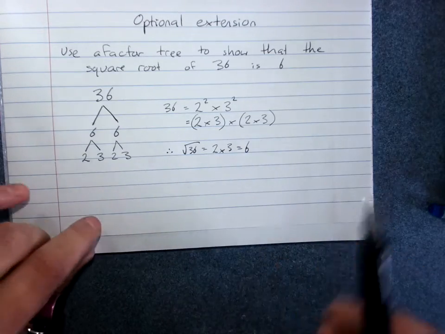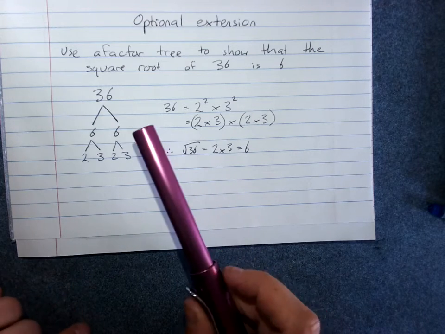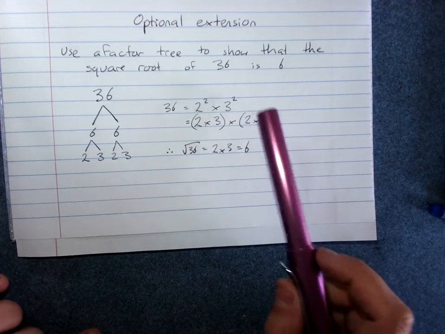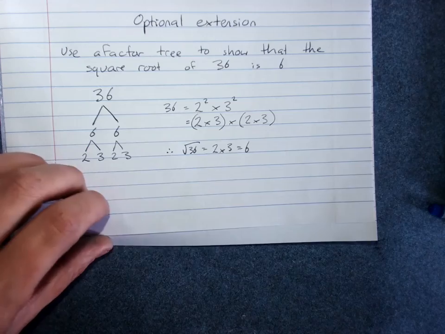Therefore, the square root of 36 is 2 times 3, which is 6. It's a pretty easy little example. You can extend that to cube roots, which is really useful. If you can get 3 copies of the same thing multiplied together out of your index powers, you can find a cube root of a number very easily.